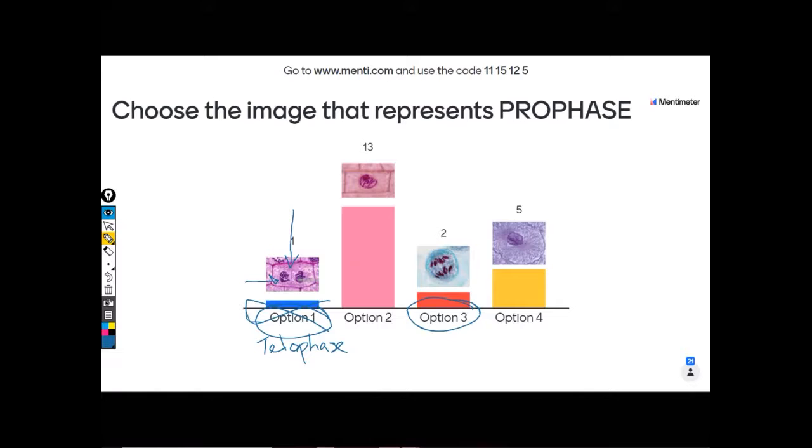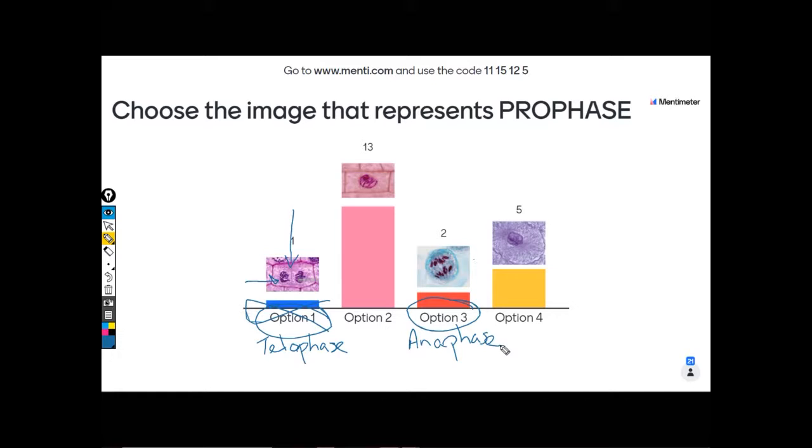Let's take a peek at option 3. Anaphase, good. I'm old, you gotta give me a shot here. Anaphase. How do we know this is anaphase? They're separating or coming apart, right?